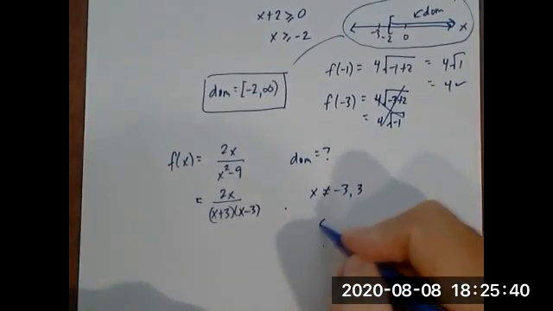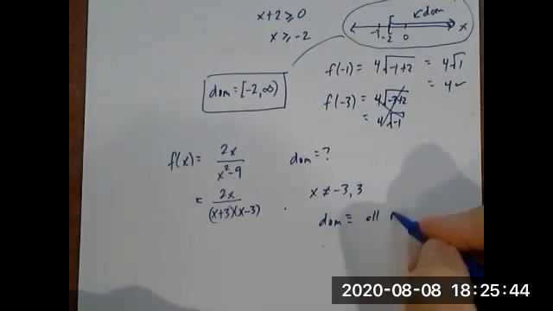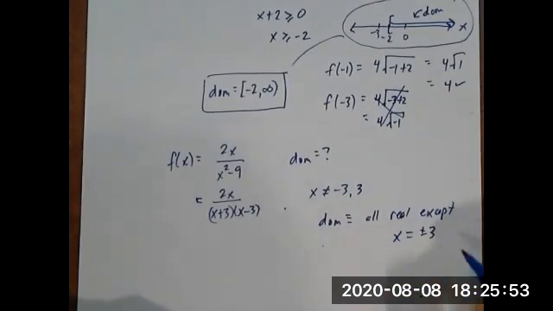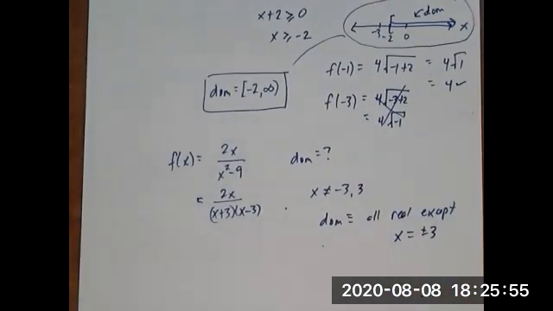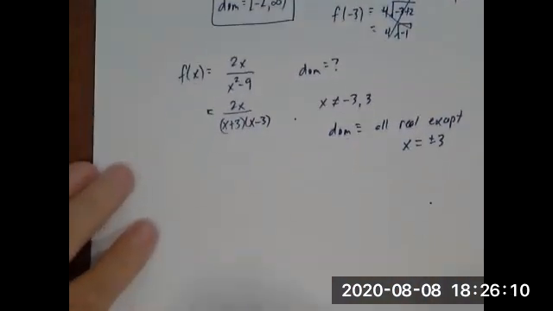So therefore, my domain, in this case, I'm going to say all real numbers except x equals plus or minus 3. In other words, the domain is all numbers except plus or minus 3. The domain can be any number except plus or minus 3. Now, there's one more problem. This one has a little twist to it.